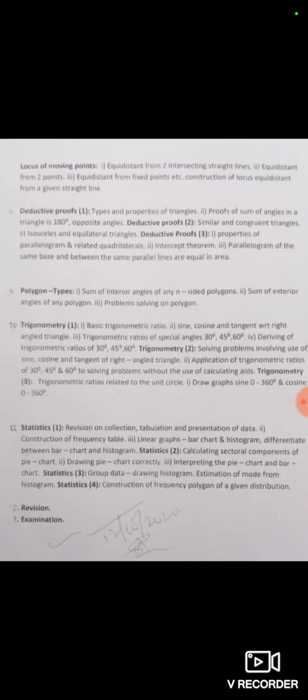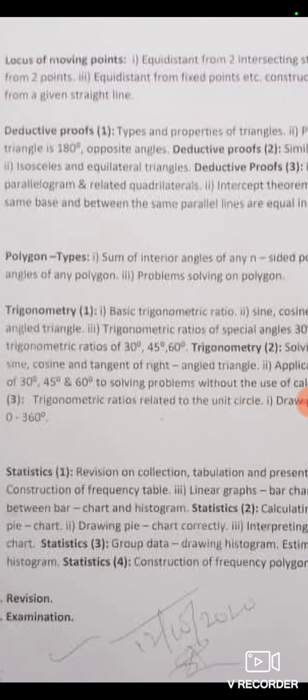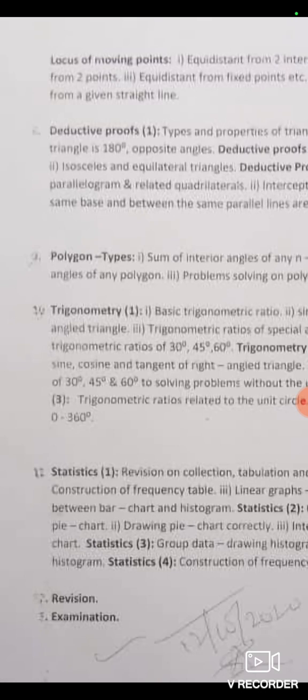Then we'll be looking at deductive proof. Deductive proof will be talking about the types and properties of triangle. So I will also ask you to bring your four-figure table for some of you that do not have yet. Now in the next weeks of it, we'll be looking at the polygon types, the sum of interiors and exterior angle. So we'll be looking at that.